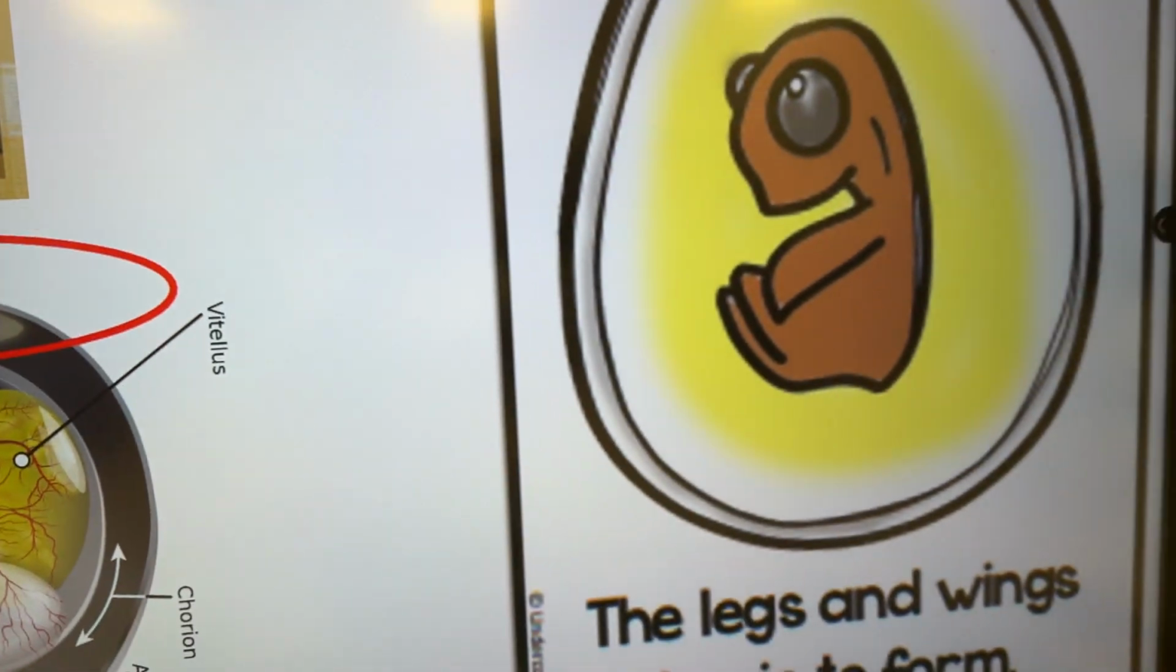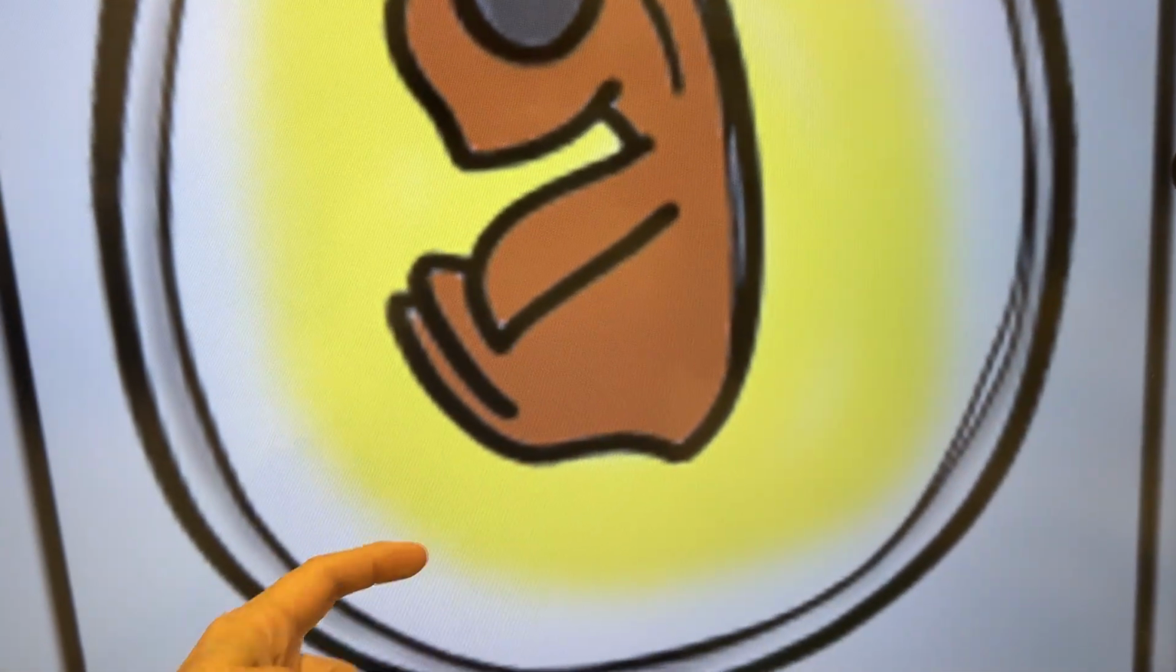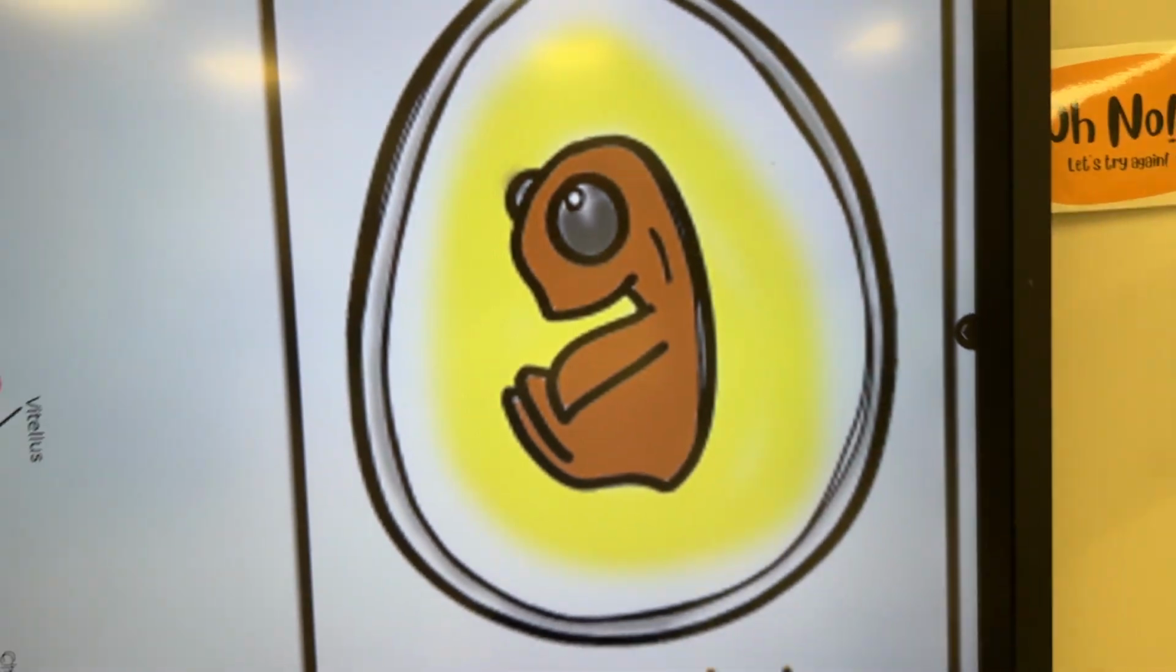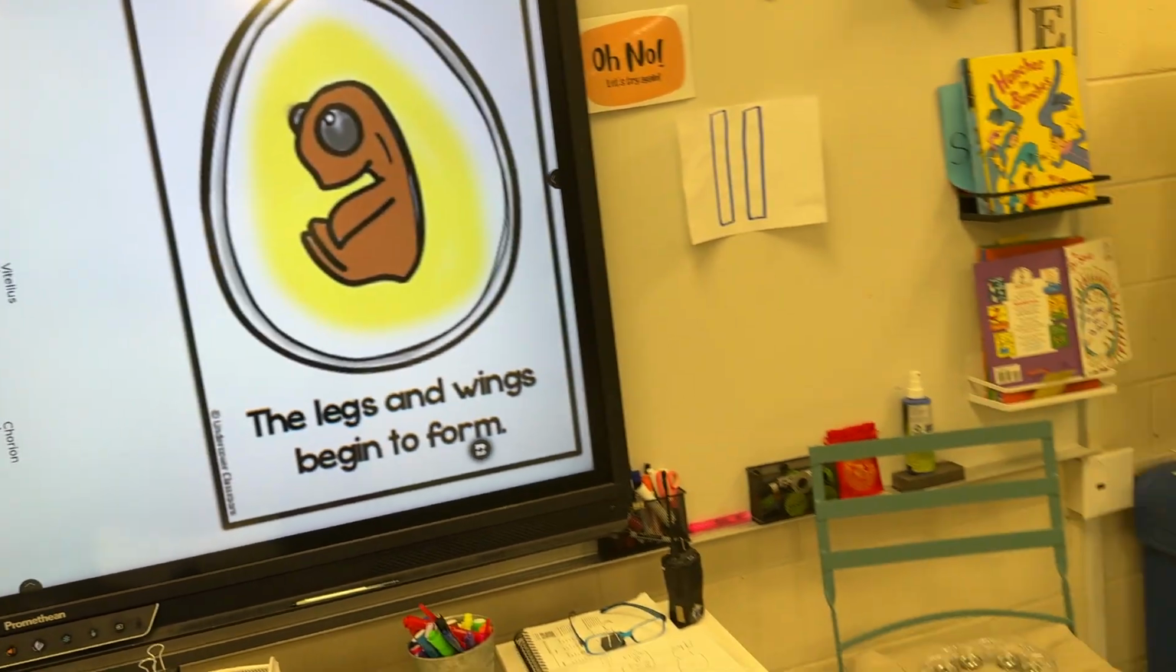So if you look at this picture today, our air sac would actually be down here, and the embryo probably would be turned upside down to be an accurate illustration. So on day 7, the legs and wings begin to form.